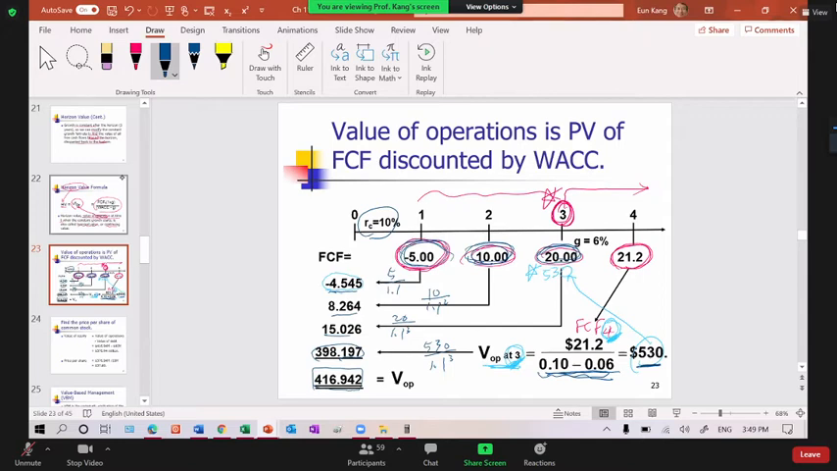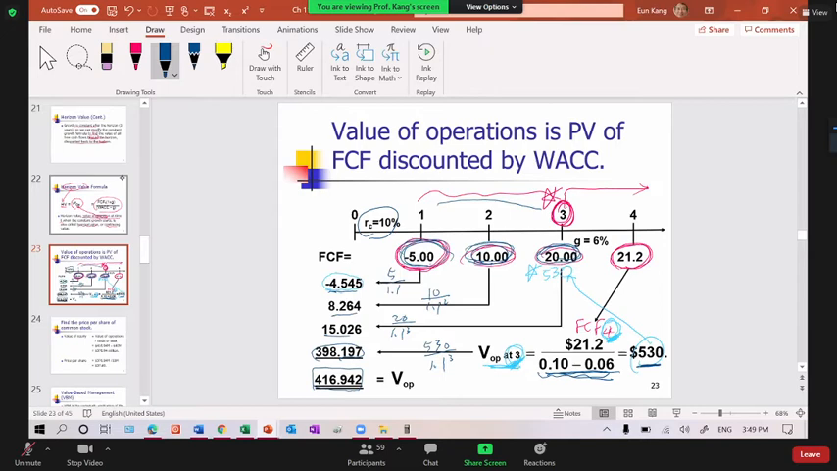Value of operation is the present value of all future free cash flows. And if constant growth starts from time 0, then you can just use free cash flow 1 over WACC minus G. That is the value of operation, right? But this one is different because we have 3 years of non-constant growth. If it is non-constant growth, there's no other way but getting the present value one by one, right?